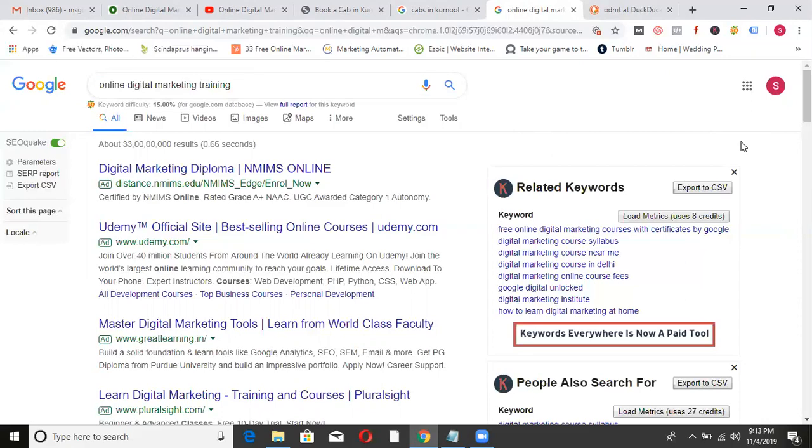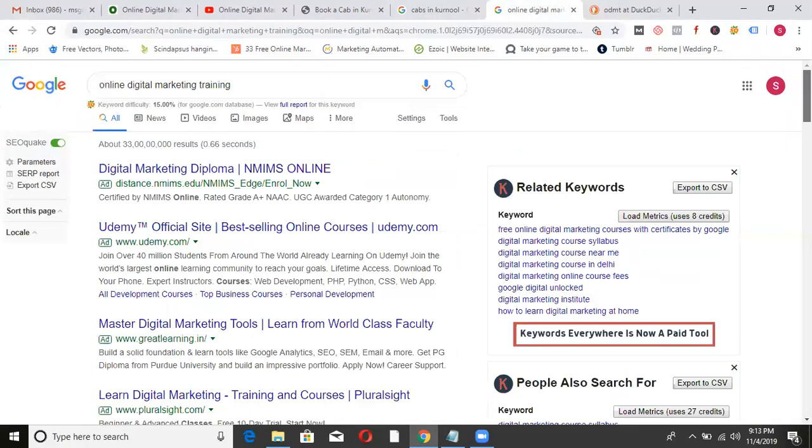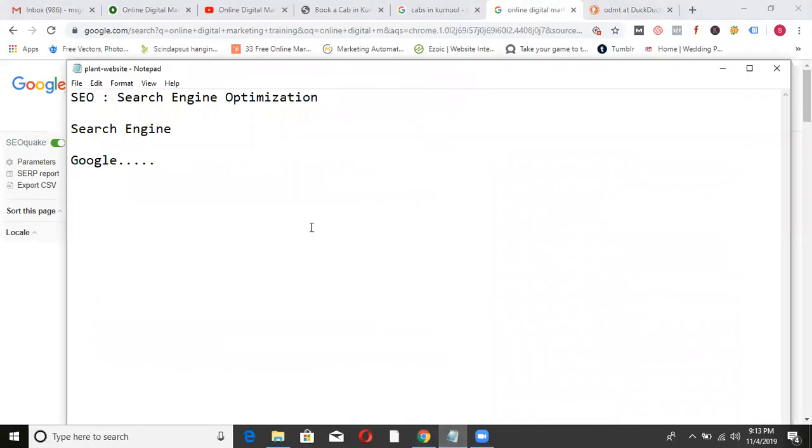And when you search, you'll get results. Google is a search engine. When you search a keyword here, you get a results page. That's why it's called SERP, search engine results page. How do you know this?